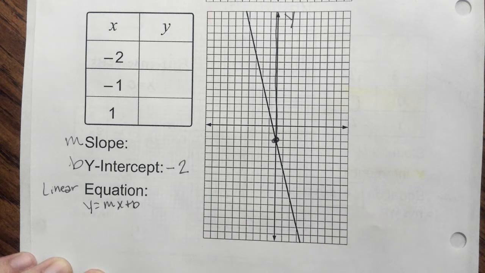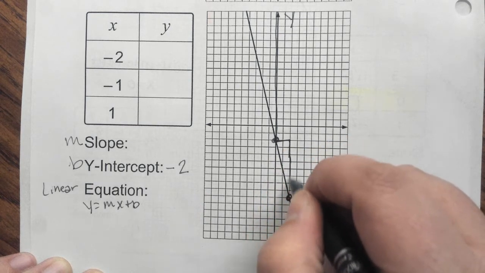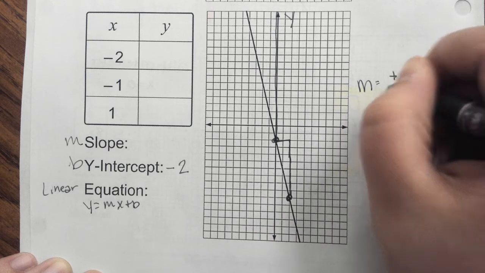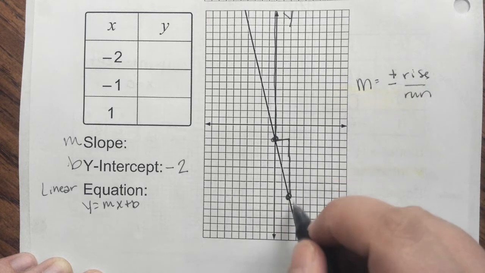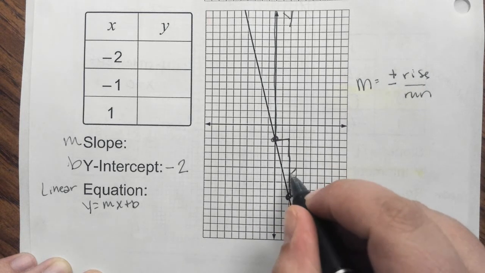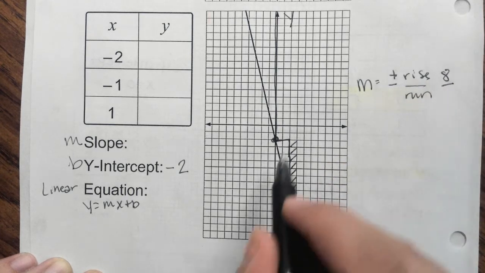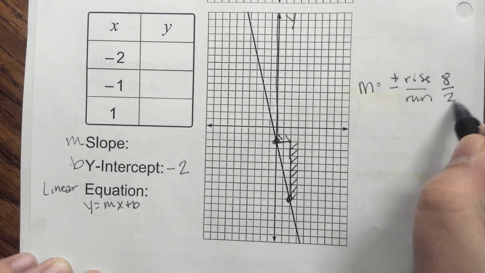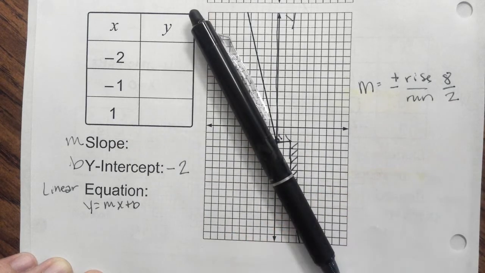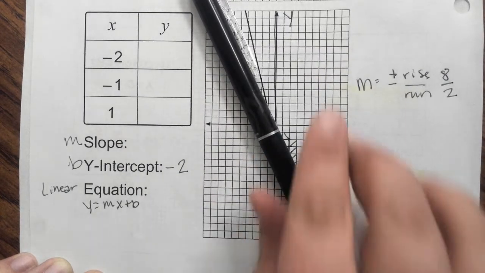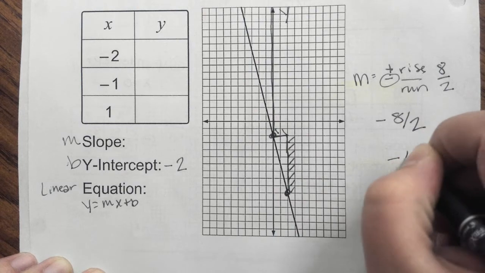To find slope, I need another perfect point. I see one right here. Draw a triangle. Remember that slope is positive or negative, rise over run. The rise is going up and down, so that's 1, 2, 3, 4, 5, 6, 7, 8. The run goes side to side, that's 1, 2. I haven't picked a sign yet. Pencils go pointing to the right. Put it on the slanted line, and my pencil's pointing down, so this is negative. So the slope is negative 8 over 2, which reduces to negative 4.